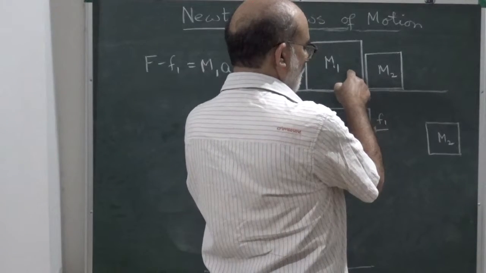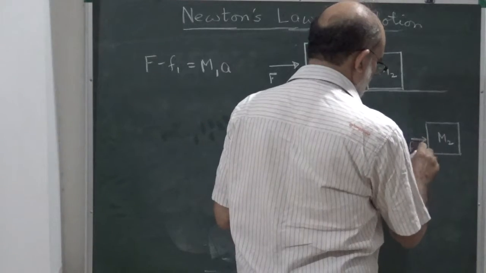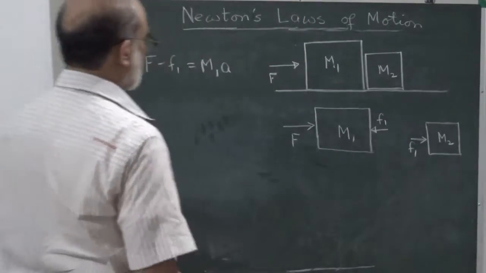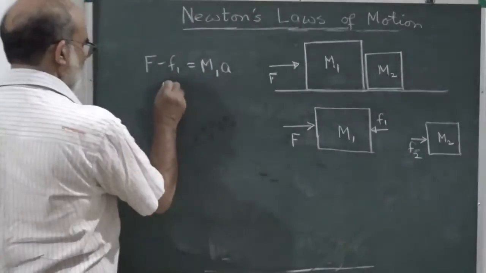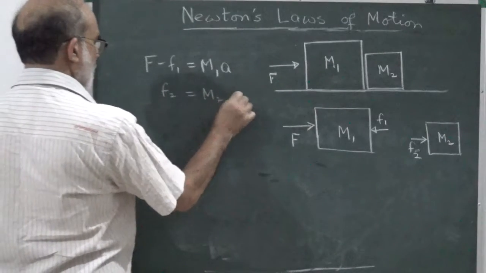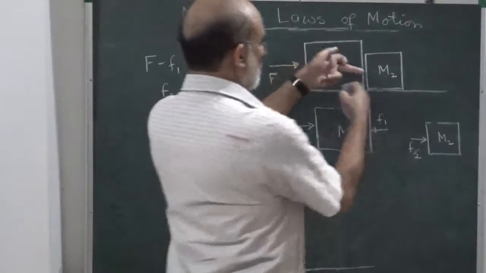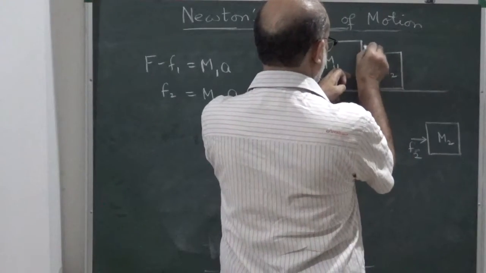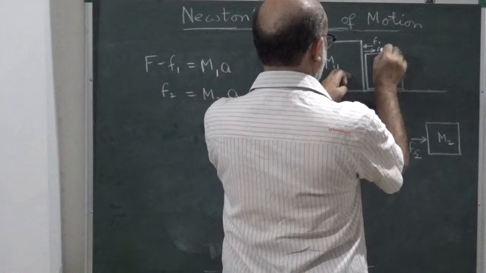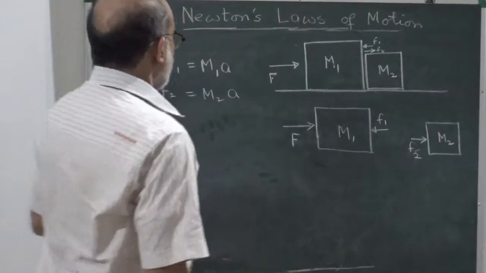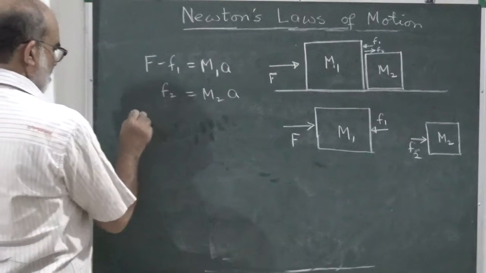If this is hitting by F2, this will hit by the same force, but it's called F1. So F2, but according to Newton's law, these F1 and F2 must be the same because these are action and reaction. This is action on this and the reaction on this. If this is F1, this is F2, both must be the same.